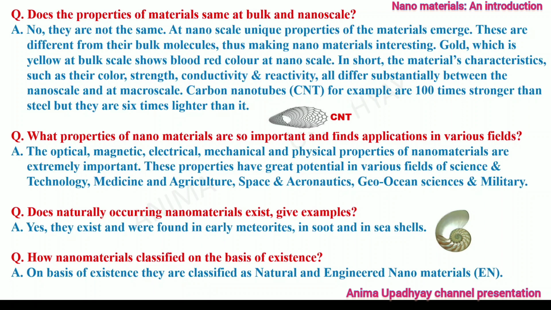Carbon nanotubes (CNT) are 100 times stronger than steel but 6 times lighter than steel. And here is the figure of a carbon nanotube, CNT. The properties of nanomaterials are so important and find application in various fields.